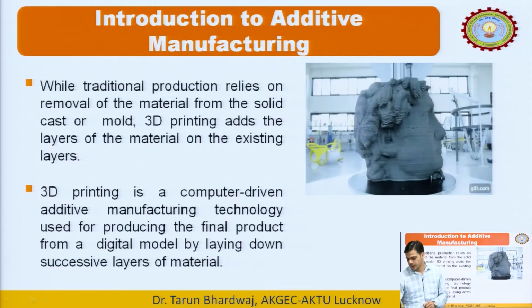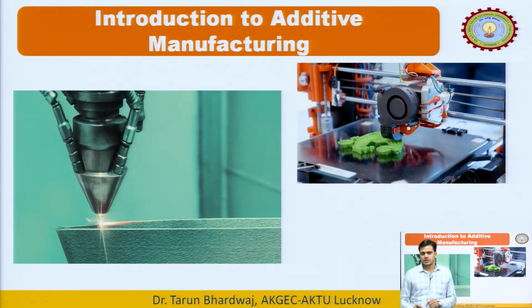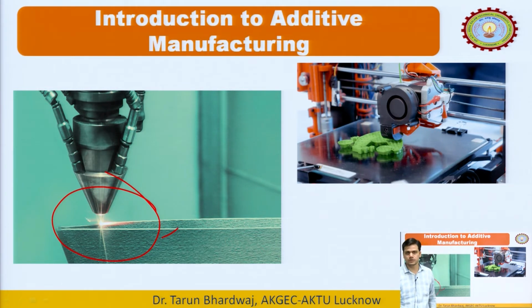These are a few illustrations showing the deposition of metal and polymer. Over here, this technology shows how the metal is deposited by using a laser source, and this shows the polymer by using an IR source.